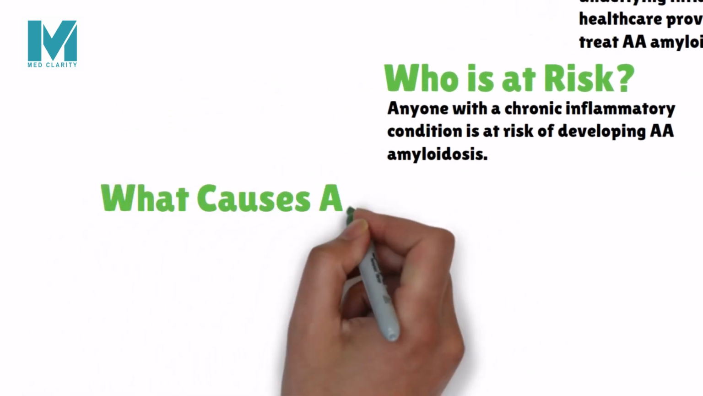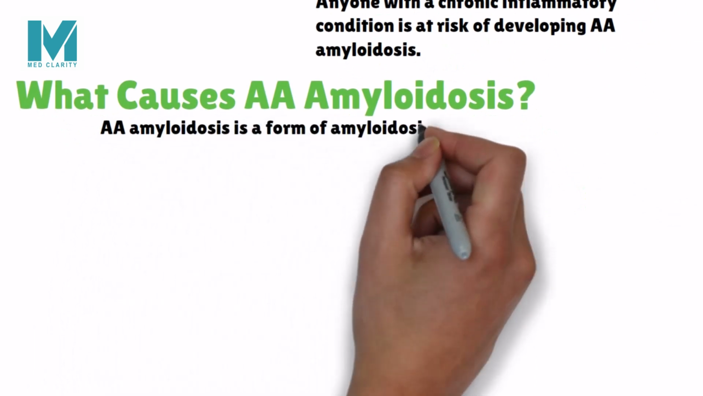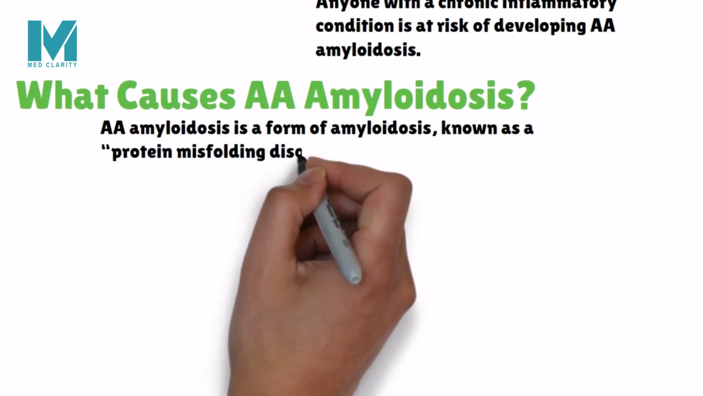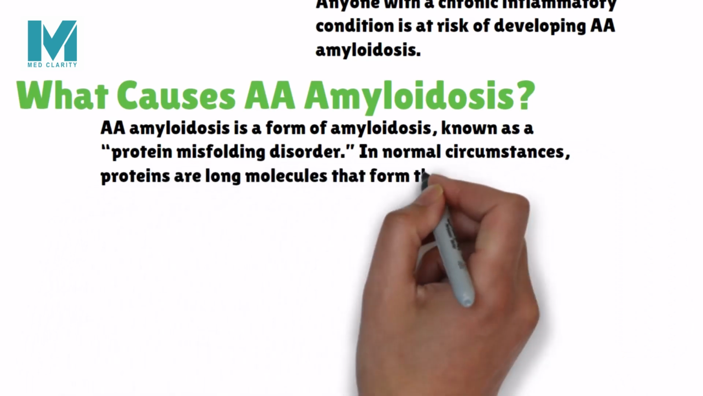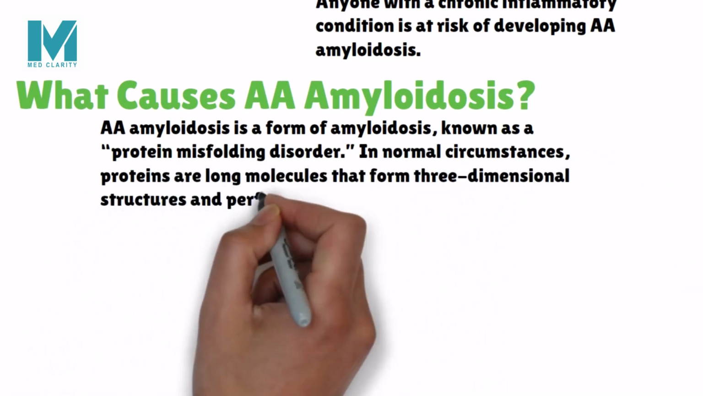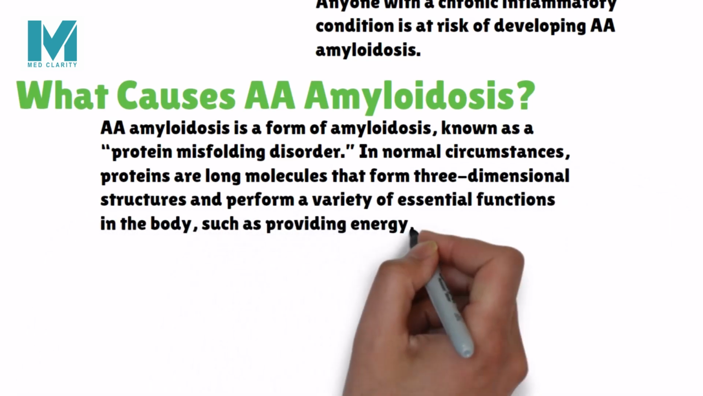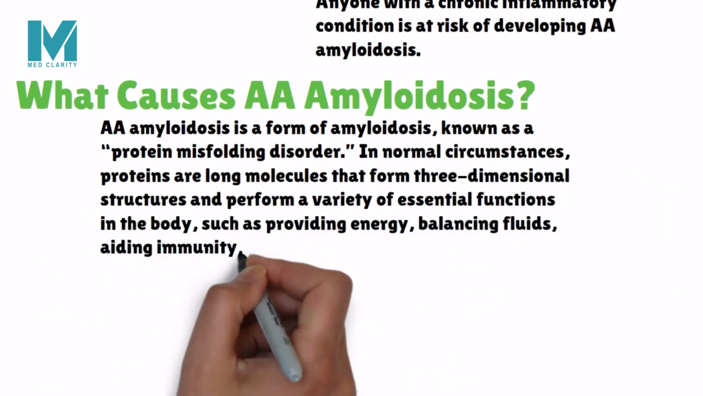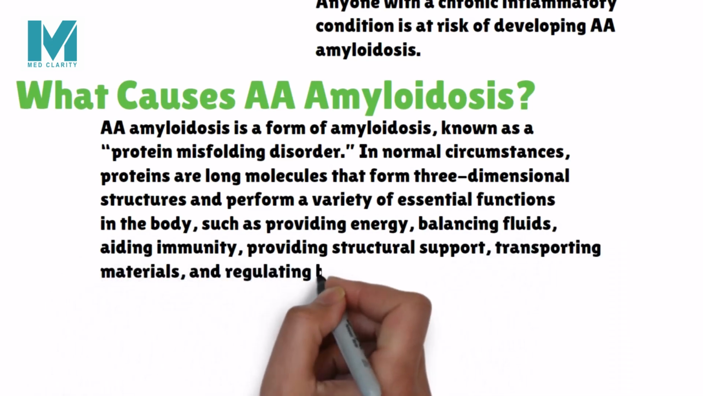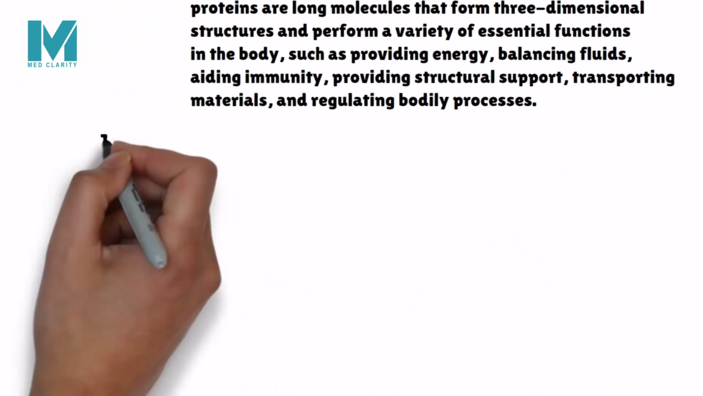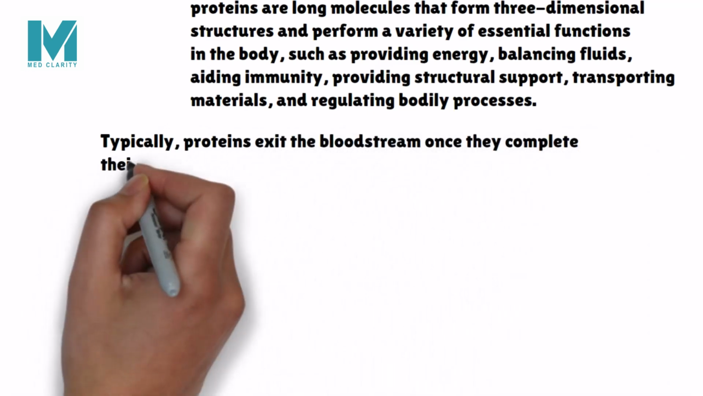What causes AA amyloidosis? AA amyloidosis is a form of amyloidosis, known as a protein misfolding disorder. In normal circumstances, proteins are long molecules that form three-dimensional structures and perform a variety of essential functions in the body, such as providing energy, balancing fluids, aiding immunity, providing structural support, transporting materials, and regulating bodily processes. Typically, proteins exit the bloodstream once they complete their tasks.